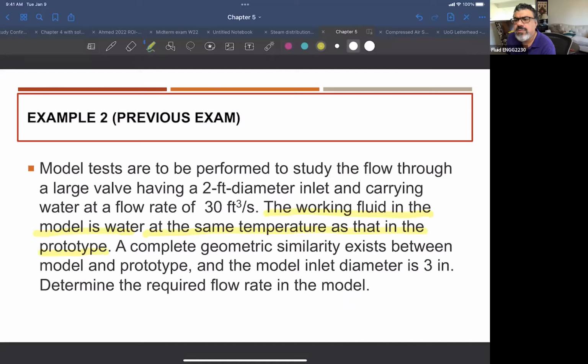What does it mean? It means the valve that you are making in the model looks the same as in the prototype. However, the model inlet diameter is 3 inches. Which means that the valve that is 2 feet diameter at full scale, now we have a smaller, similar valve, but the diameter of this model is 3 inches. So he's asking to determine the required flow rate needed for testing the model. Okay, anyone can tell me how to start?